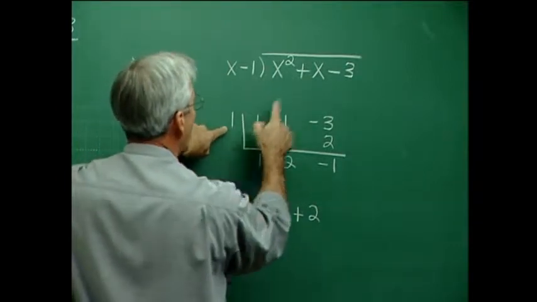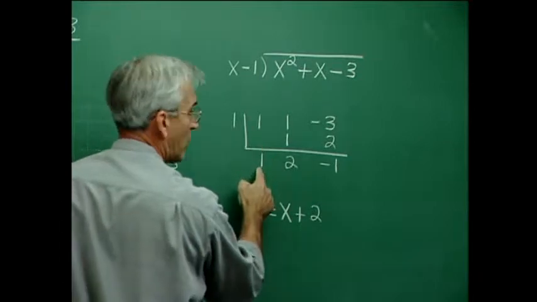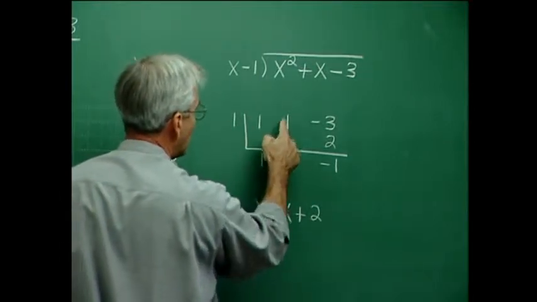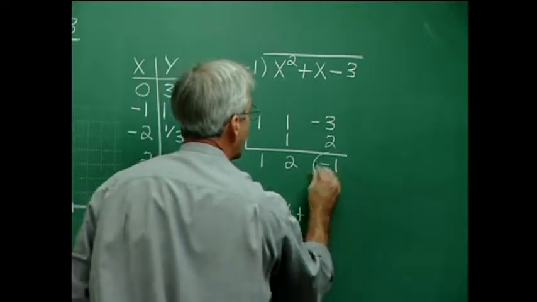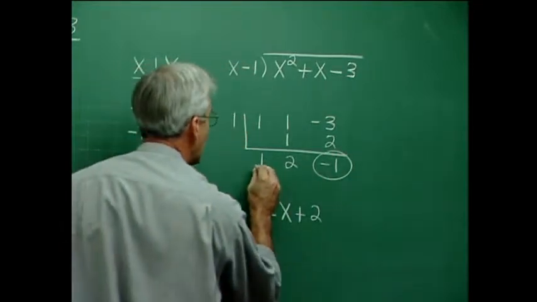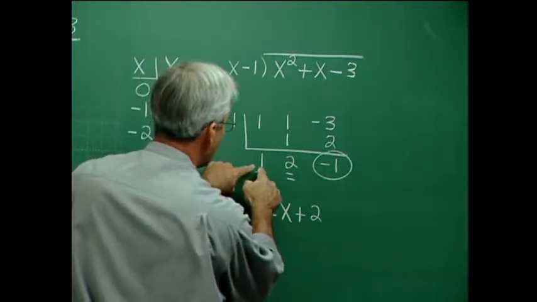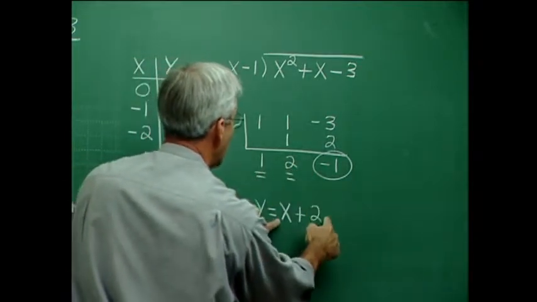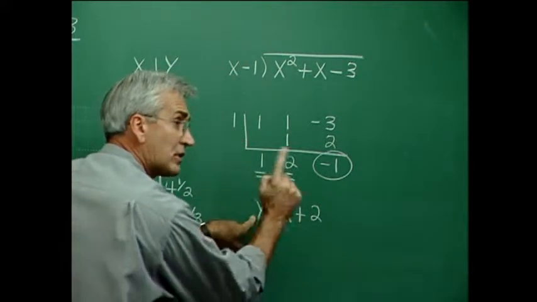And now I use the 1, and the negative 3 here. And remember the process: bring down the 1, 1 times 1, 1, together 2. 1 times 2, 2, together negative 1. That's the remainder. And what I want is the polynomial described by those two items. And that polynomial is simply 1x plus 2. So the line y equals x plus 2 is a slant asymptote.